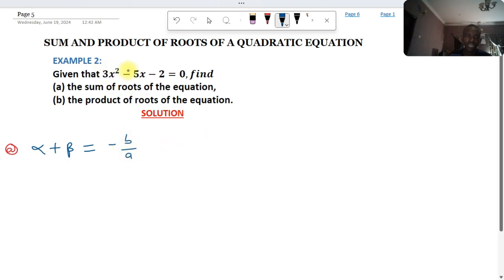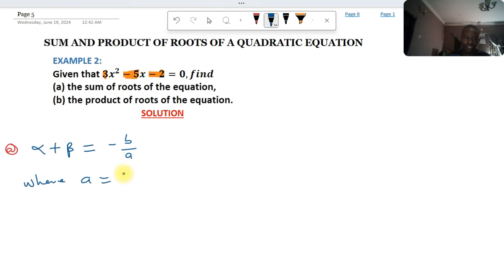And in this question, if you go back to the question, you see here that our a is 3. Let me just show you clearly. Our a is actually 3. Our b is minus 5. I have told you, always watch for the sign minus. Once it appears, pronounce it with the number. Our c is minus 2. So a is 3, b is minus 5, and c is minus 2.